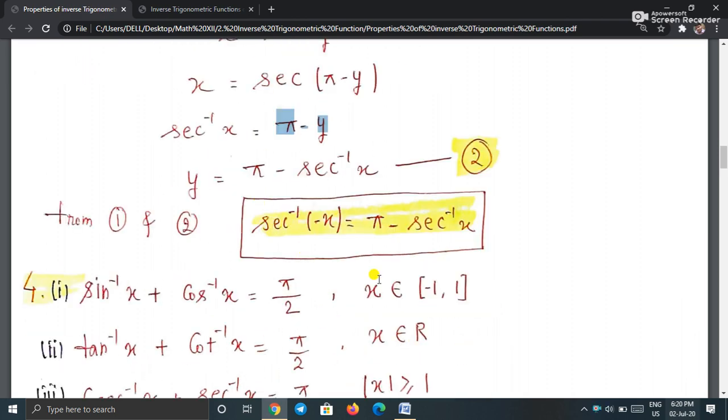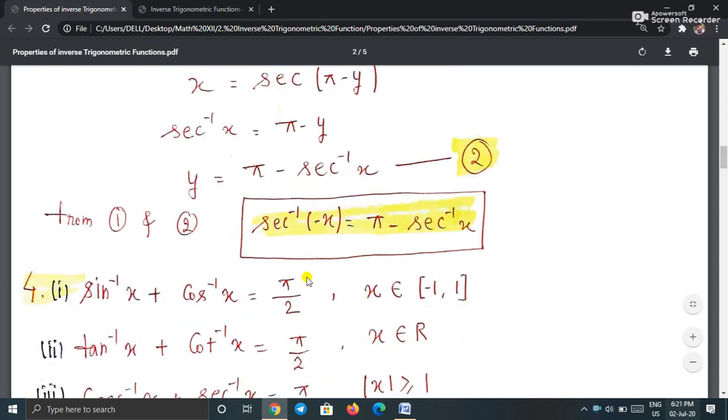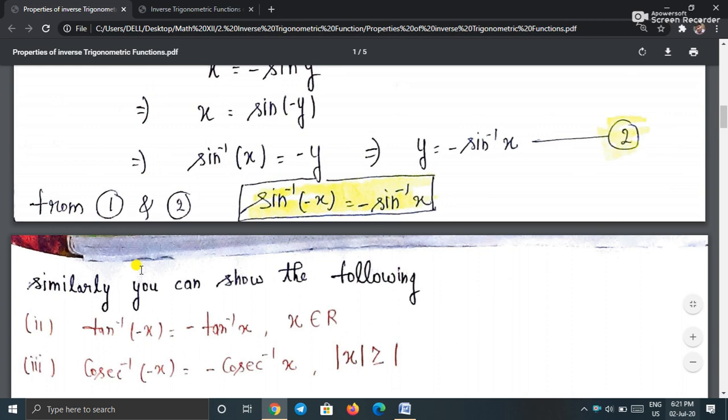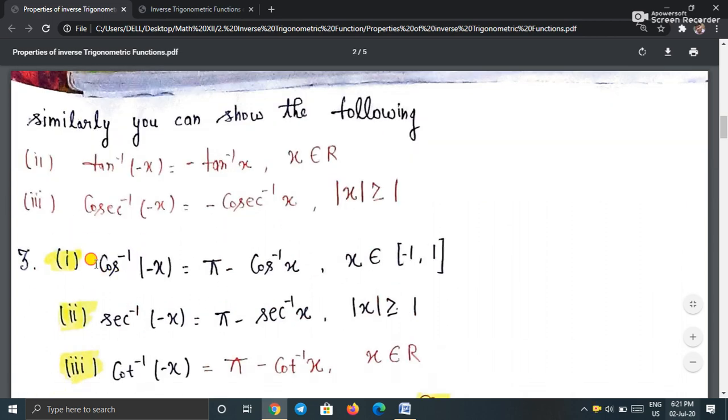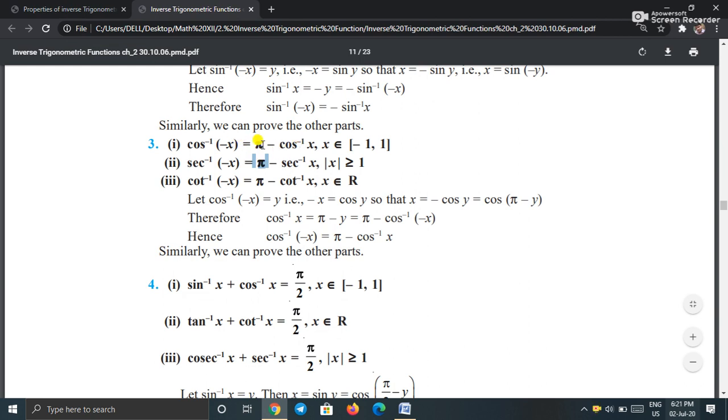Now from 1 and 2, in 1 the value of y is sec inverse minus x, and in equation number 2 the value of y is pi minus sec inverse x, right? So from 1 and 2, what will you get? You will get sec inverse minus x is equal to pi minus sec inverse x. And the proof of the first part of the third property is given in the book, so you can see the proof from the book, right?